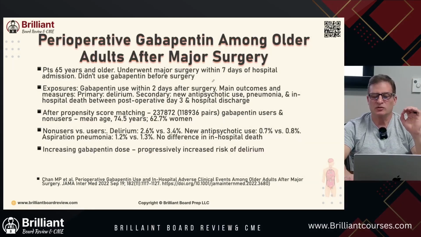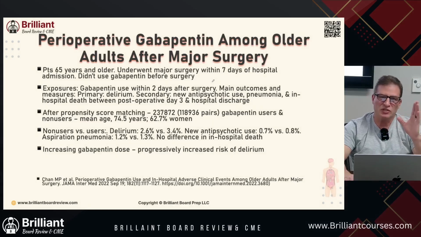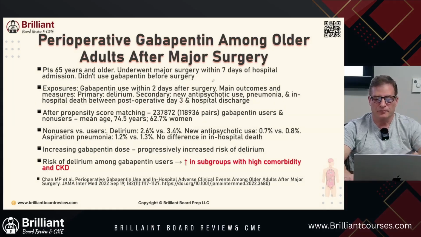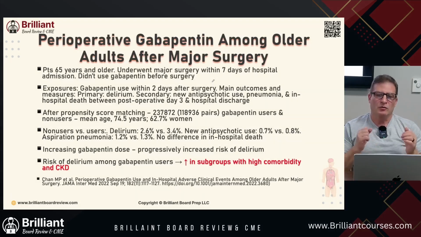Increasing the gabapentin dose progressively increased the risk of delirium. Now this is a game changer. We'll talk more about delirium, but once patients get delirium, what happens? They have an increased risk of mortality. We can see physical changes on an MRI for delirium. The risk of delirium among gabapentin users increases in subgroups with high comorbidities and chronic kidney disease, which makes sense. Because of chronic kidney disease, they're going to have more trouble and decreased ability in excreting gabapentin. It's going to be harder to pee out the gabapentin.